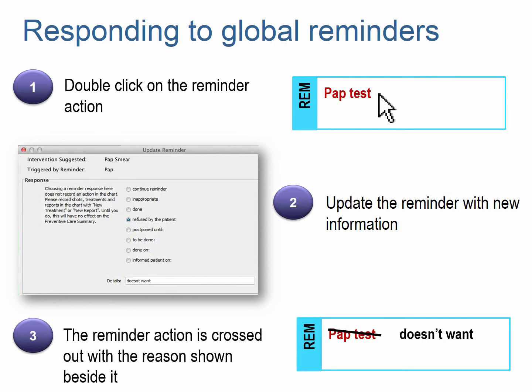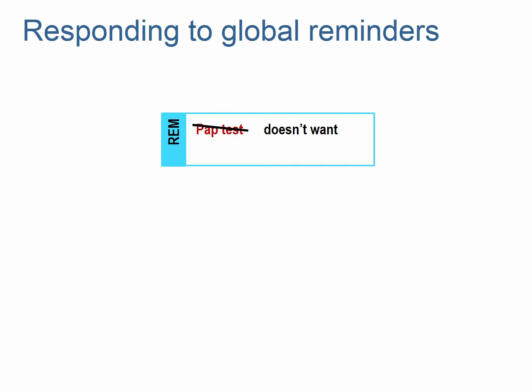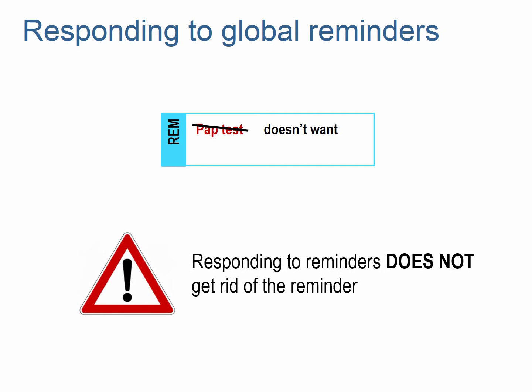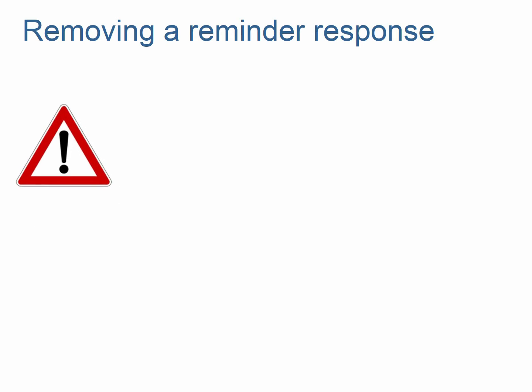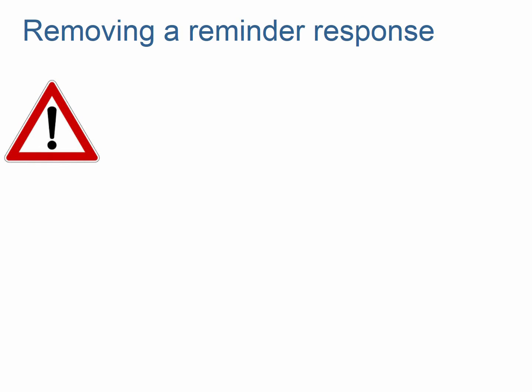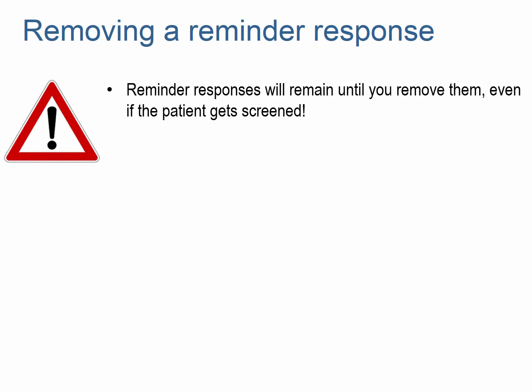When you have responded to a reminder, the reminder action will appear crossed out with the detail written in beside it. It's important to note that responding to a reminder is not the same as removing a reminder. The reminder will still be in the patient's chart until the patient gets screened. This point is also key because reminder responses do not go away on their own, even if a patient is screened. When the patient once again needs screening and the reminder comes back, the response will still be there with the reminder action crossed out.